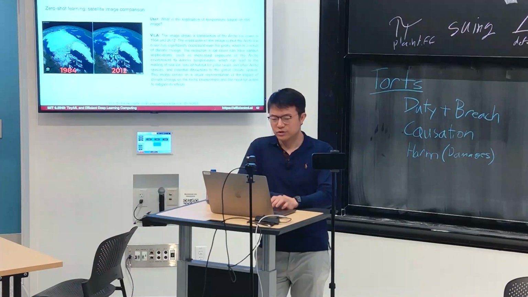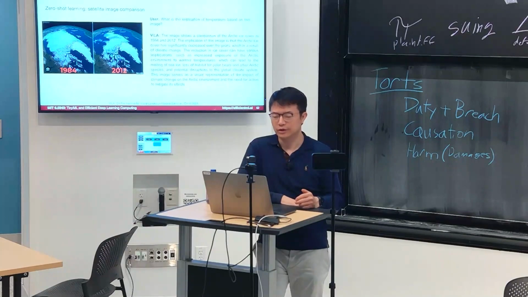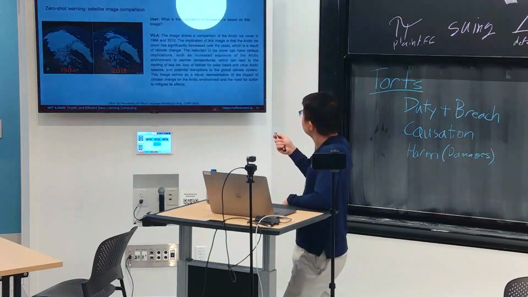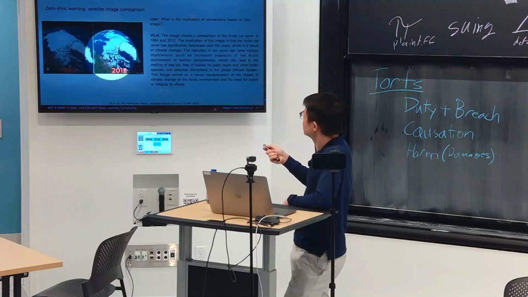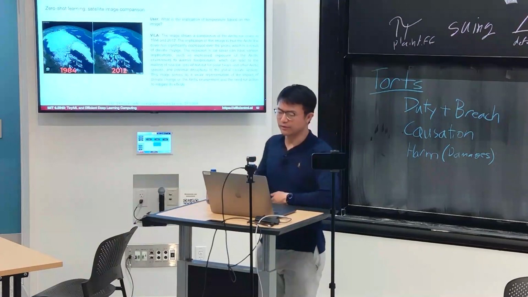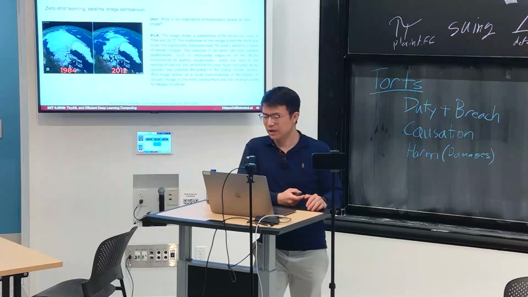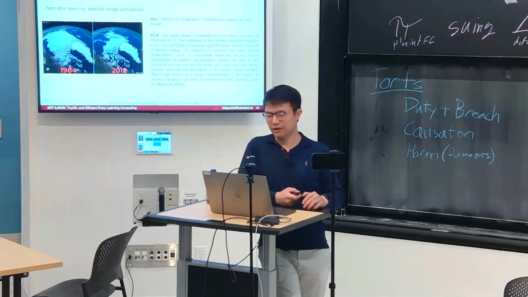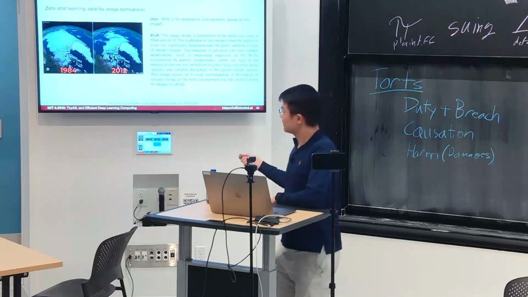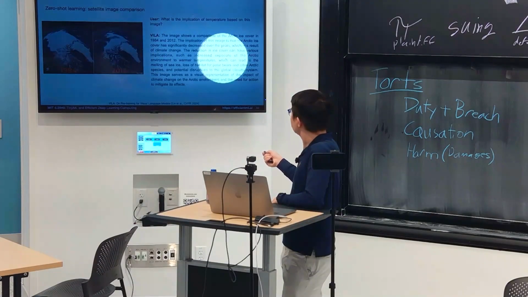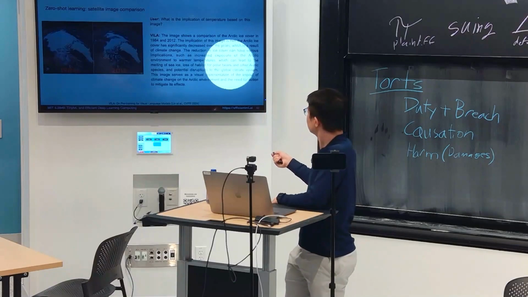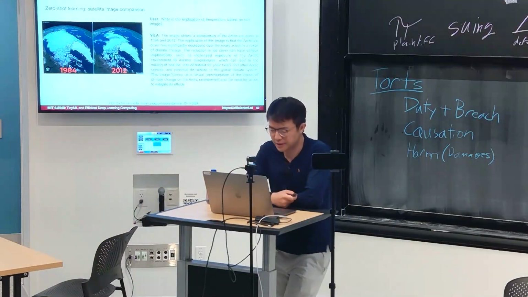And also VILA for science using zero-shot learning across multiple images. So using the interleaved image text enables such reasoning over multiple images. Say, what is the implication of the temperature based on this image? 1984, this is 2012. Here, the VILA says the image shows a comparison of the Arctic ice cover in 1984 and 2012. Significantly decreased over the years. Climate change, increased exposure to warmer temperatures lead to the melting of the sea ice. So very accurate description.